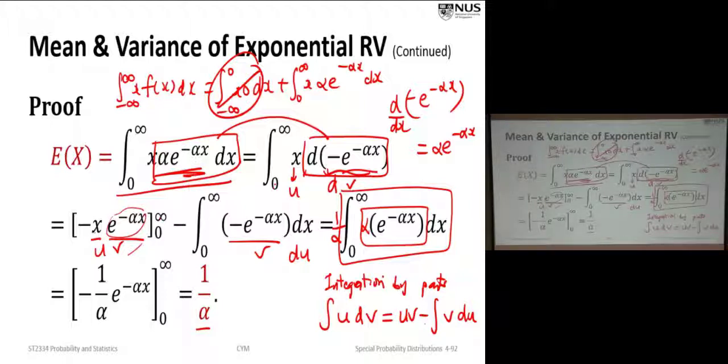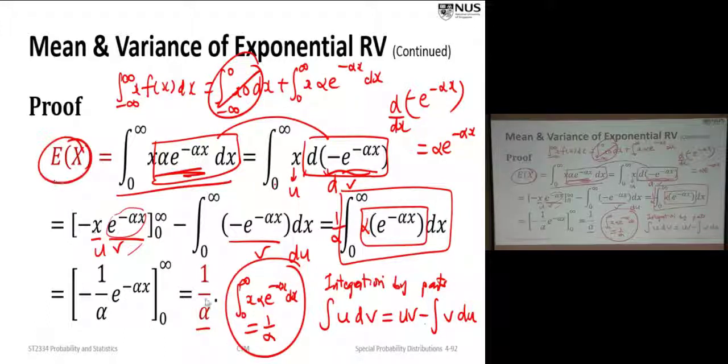Okay, so now add one more to your arsenal. Integrate x alpha e to the power minus alpha x dx, from 0 to infinity. This equals 1 over alpha, because we just worked out that the expectation is equal to 1 over alpha.